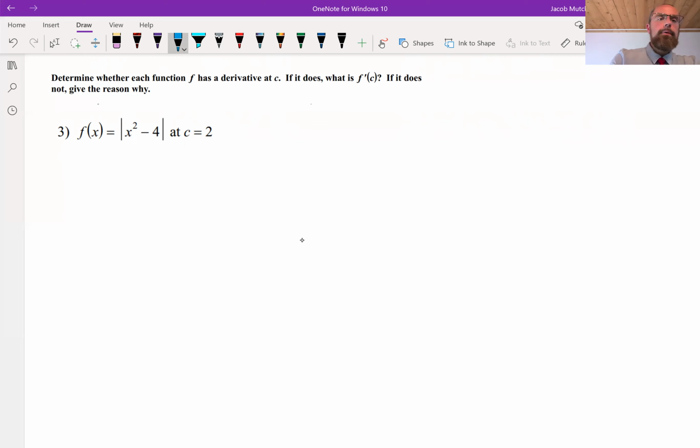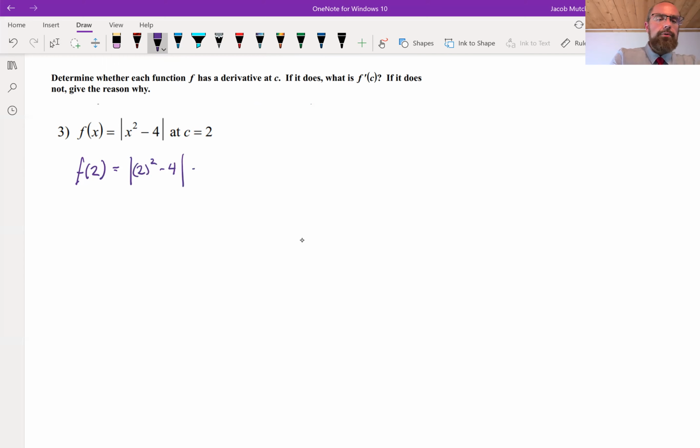So let's set it up. We'll consider here, first of all, that f at c is plugging in 2 for x. So just to calculate that out, that's 2 squared minus 4 with an absolute value. 2 squared minus 4 is 0. Absolute value of 0 is 0. So it turns out f at c has the value of 0. C itself is 2.